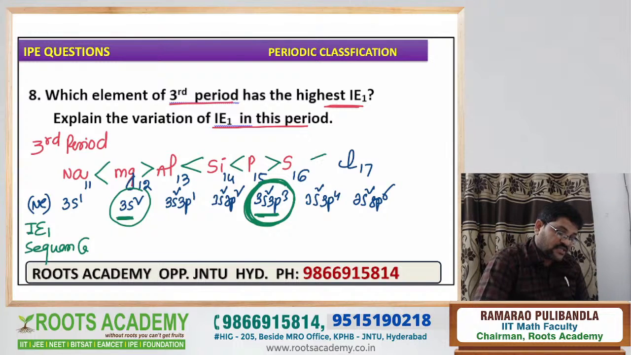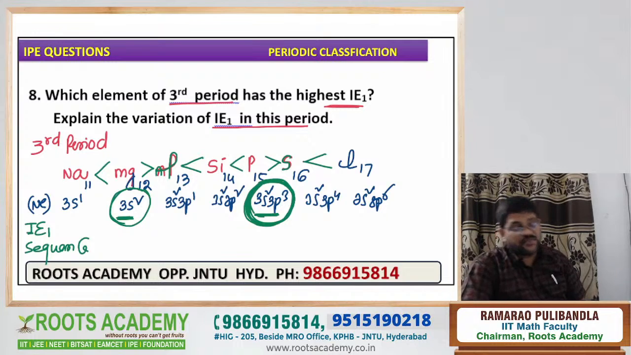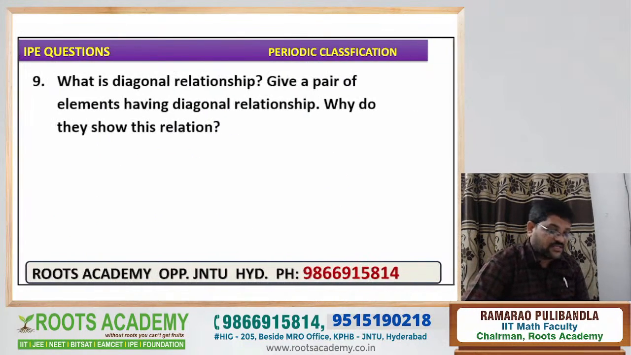Now, sulfur is less than chlorine. That is the reason. That's why this is the variation of ionization energy 1 in this period. Because here, even though atomic size of aluminum is less than magnesium, ionization energy is more for magnesium because of completely filled configuration. Even though atomic size of sulfur is less than phosphorus, phosphorus ionization energy is more because of the half filled configuration. More ionization energy is required. Simple logic. Understood? Yes.